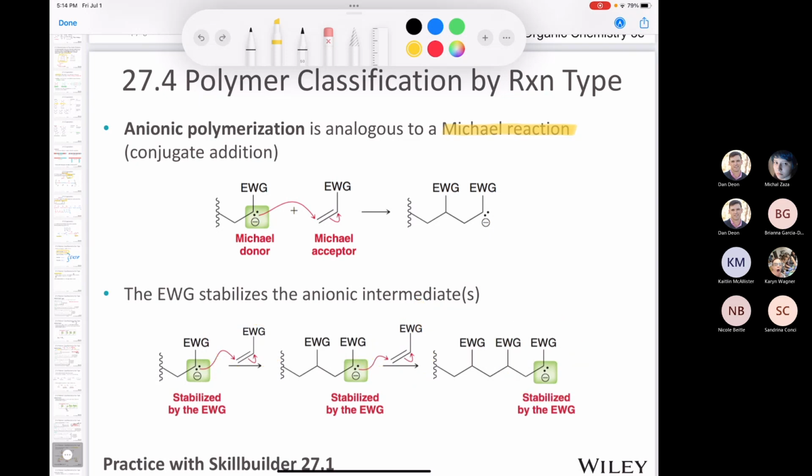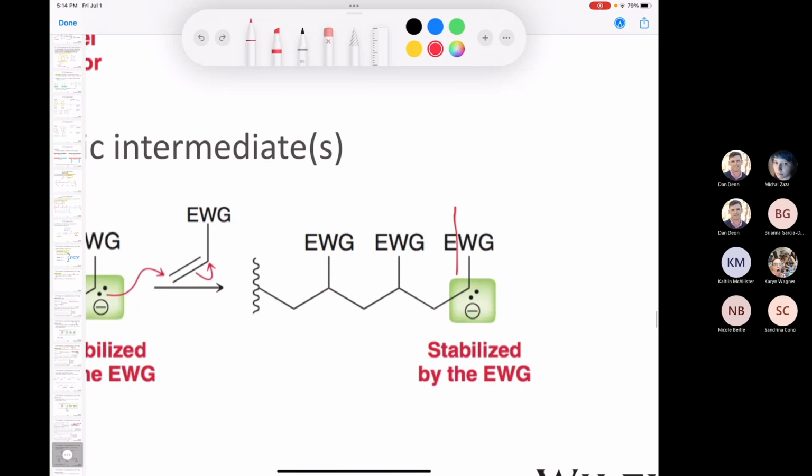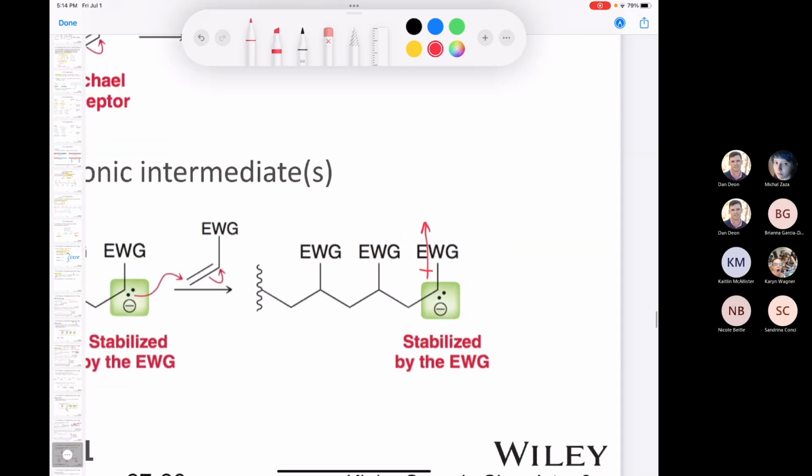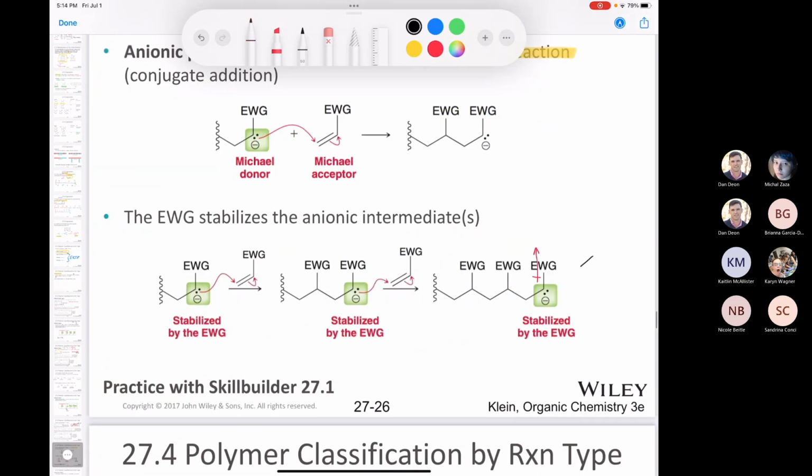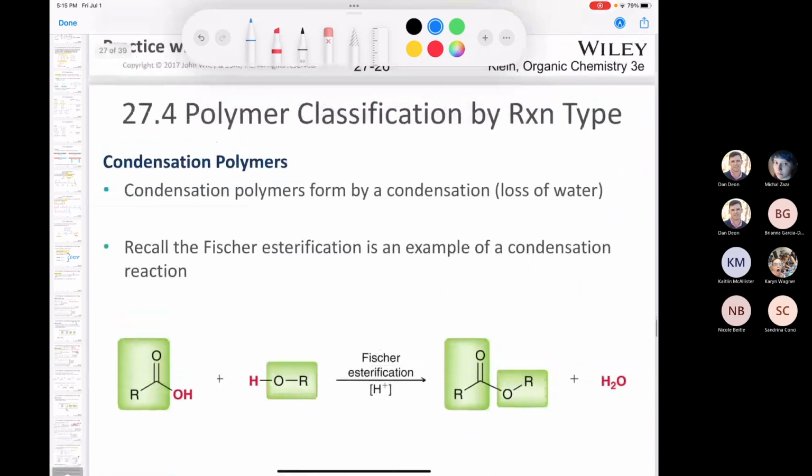And that electron withdrawing group stabilizes the anionic intermediate. Like let's say you add this monomer and then this one, and then it's just kind of stuck hanging out here. Well, this thing is so stabilized by this electron withdrawing group that it can just sit there in the reaction flask, and it'll just stop reacting. Then you throw another monomer in there, like this, and then it's going to react like that. And so we call this a living polymer. Living, in the real world, right? A living polymer. That's what we call it, because you can just keep adding and then it grows, and then you add and then it grows, and then you can stop the reaction when you want. All right, so anionic polymerization.